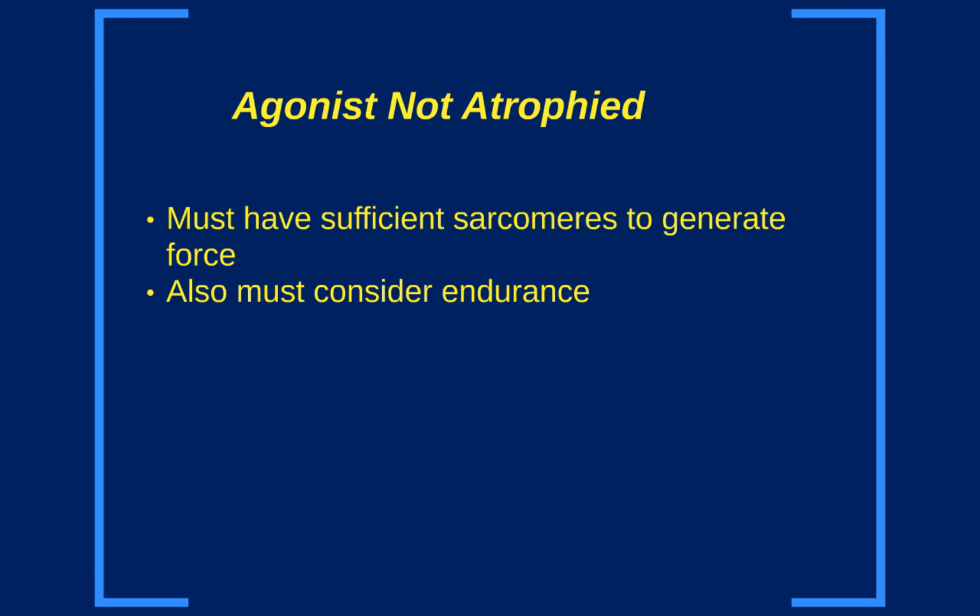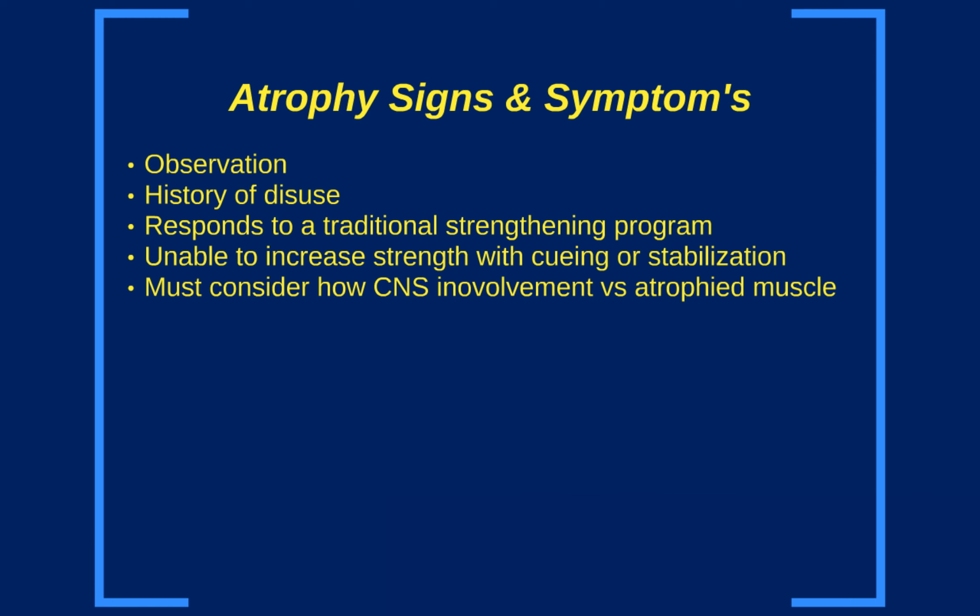Finally, we have our atrophy of the agonist. So the agonist itself must have sufficient sarcomeres to generate force. And this is extremely important when you're considering endurance activities. So in order to assess for atrophy, observation will often show a notably larger or smaller limb. History of disuse will naturally feed into that decision.